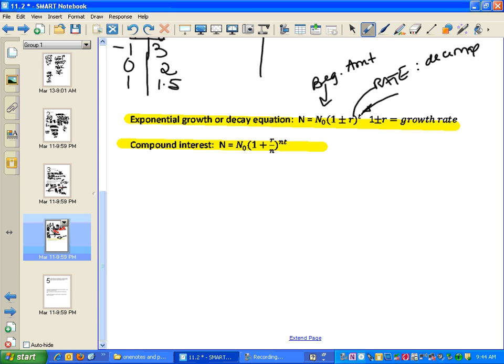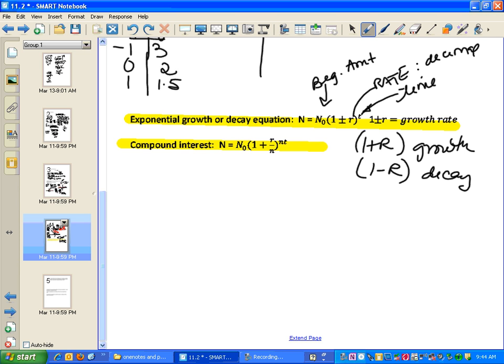T represents our time. If I have 1 plus r as my growth rate, is that a growth or a decay function? It's a growth, right? If I want decay, then I'm going to do 1 minus r represents your decay because you're getting your base to be less than 1. Does that make sense? Are we good? Do you remember this?